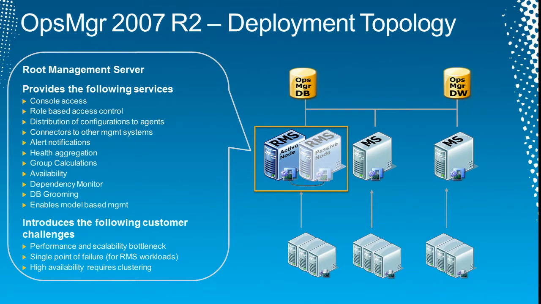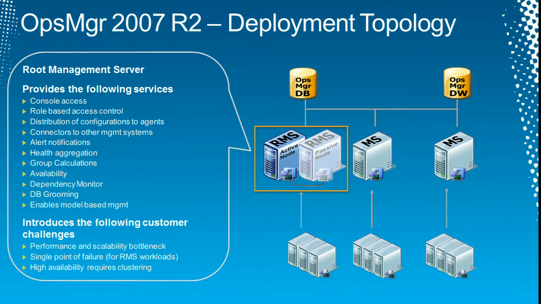We have health aggregation, of course. We have all these unit monitors that may flip health and make sure that you get certain health states, but it aggregates and on a high level shows you which health we have. It does group calculations, availability calculations. The dependency monitors that set another unit monitor to red, if you will, get done on a workflow on the RMS as well. We have things like DB grooming, and in essence, the RMS handles the model-based management. Now, this introduces a few challenges because this is the one server that handles all these workflows. The first being performance and scalability, of course.